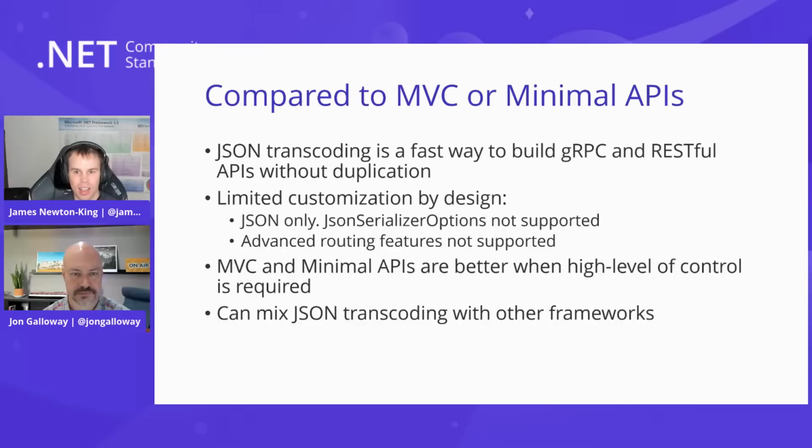And then if you want to use advanced routing features like route constraints or route policies, you don't have the ability to use those with JSON transcoding. So really summarizing, if you want exact control over every part of HTTP requests coming into your server and going out with your API, then probably MVC or minimal APIs are a better choice.